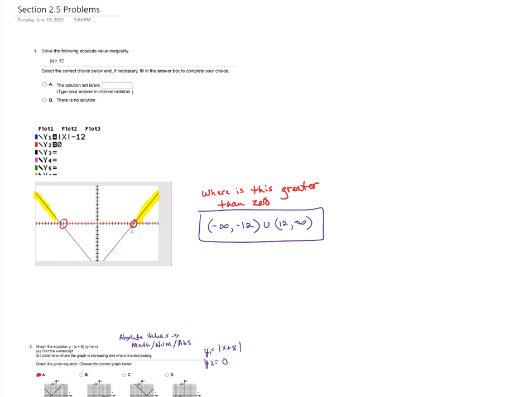Okay, so I had full circles there, and I don't think I was even thinking, but they should be open circles. That tells you we're going to have parentheses, and the greater than 0 right here means you're going to have these two pieces. So this is from negative infinity up to negative 12, union 12 to infinity. And so this is your solution for that. And you'll choose A and put that there.